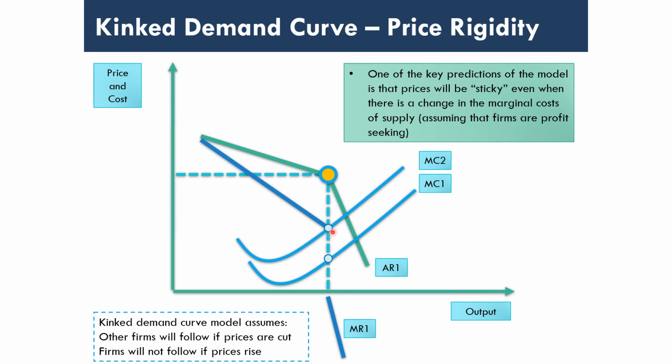what we can see is actually it doesn't change the analysis. The marginal cost is equal to the marginal revenue still at this level of output and would still give us a price here. So our prediction here is that even if costs are changing, we would expect prices to remain fairly constant in an oligopoly market. And the key is because of how firms would react to any price change.